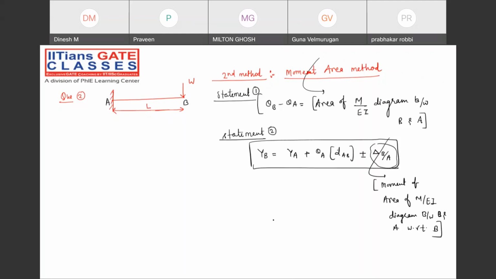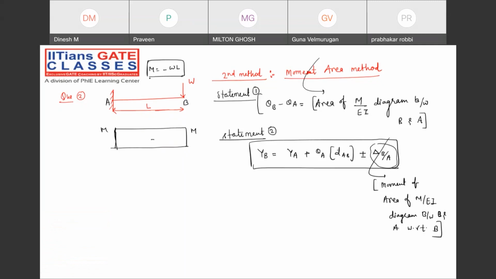All of you are getting my point? What will be the bending moment diagram, guys? Can I say this is an M diagram? This is nothing but the M diagram. But I need to draw the M by EI diagram. This is the bending moment diagram where the bending moment is minus W into L. But I need to draw my different M by EI.